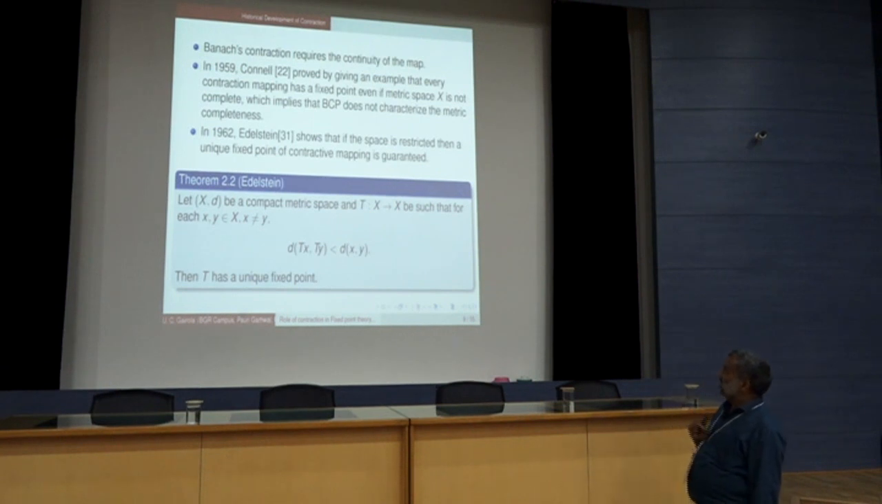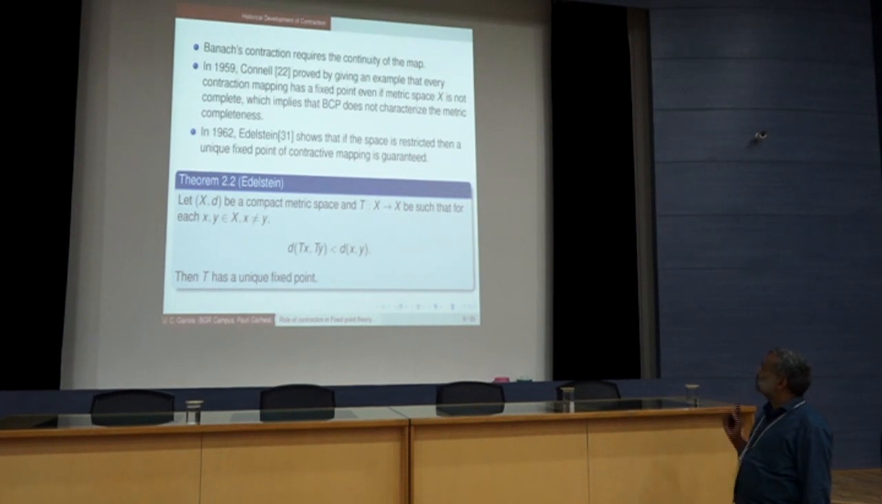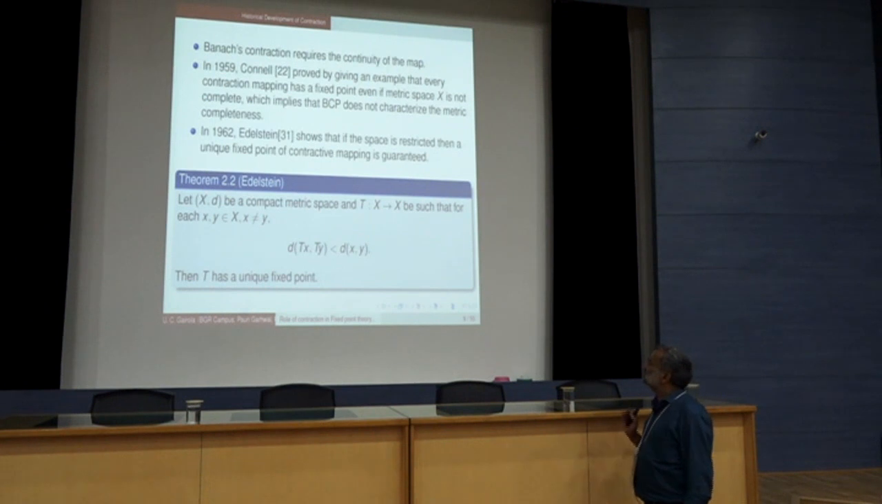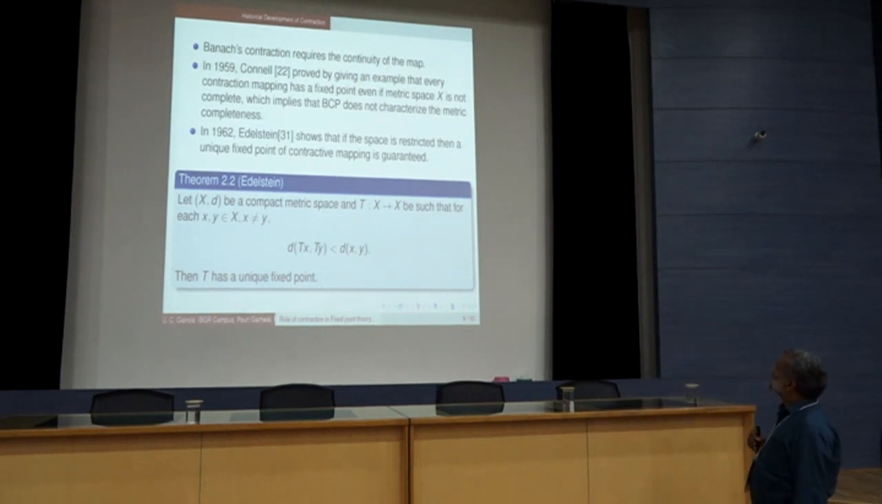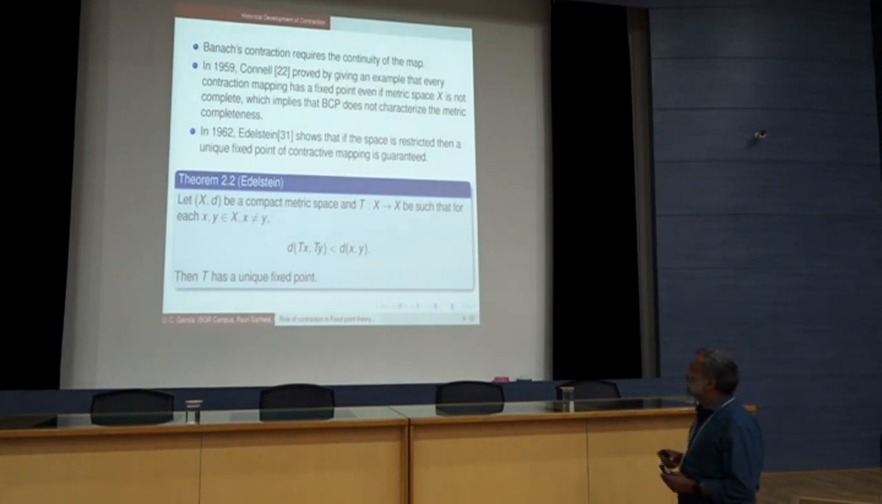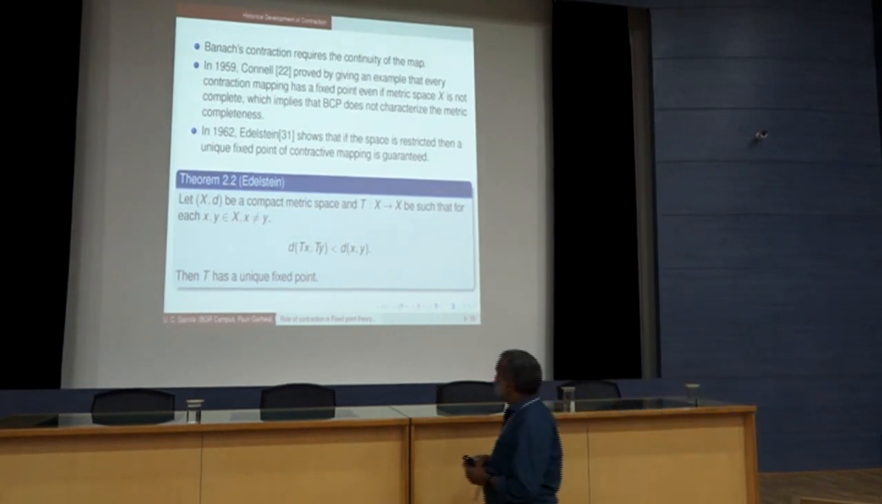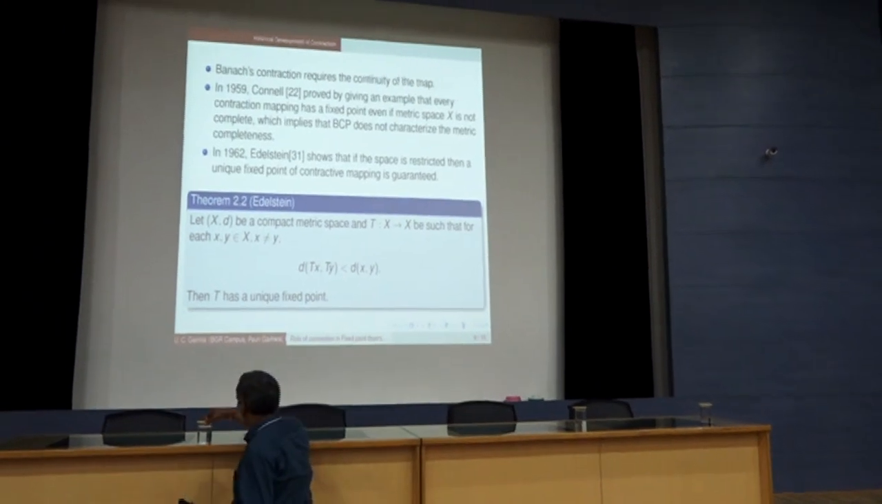In 1959, Connell proved by giving an example that a contraction mapping may have a fixed point even if the metric space X is not complete. It means you can say that completeness is not the essential property for that, which implies that the BCP does not characterize metric completeness.